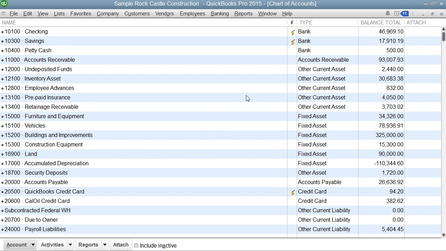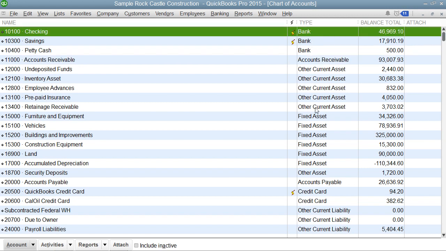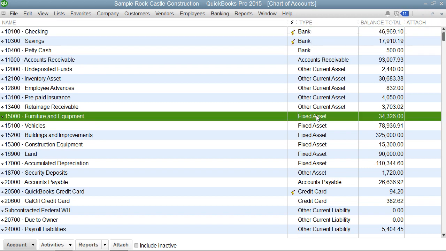So first you have assets. Assets are what you own and what other people owe to you. More specifically, the money that people owe you is called accounts receivable. Other assets may include checking account money, inventory, fixed assets like computers, and undeposited funds received from customers.